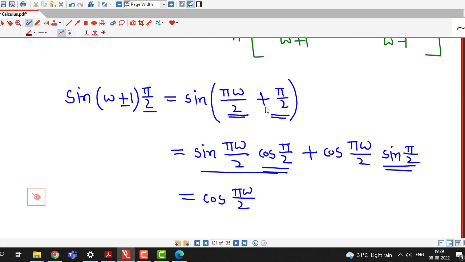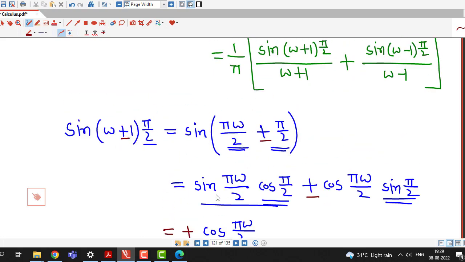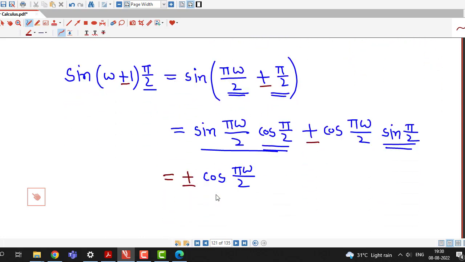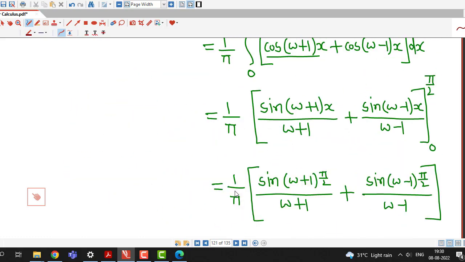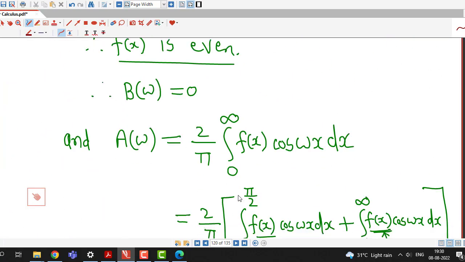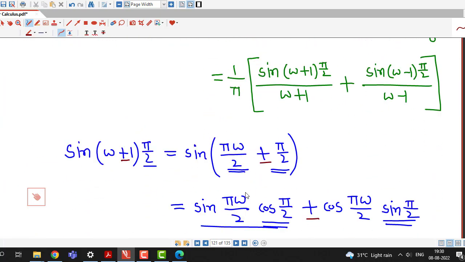Suppose we write a minus sign here, then here we have a minus sign, so the answer will be plus or minus cos pi omega by 2. If I have sine of omega plus 1 times pi by 2, I will put cos pi omega by 2. If I have sine of omega minus 1 times pi by 2, I will put minus cos pi omega by 2. And the left hand side is what we are finding, a omega. So this is a omega.